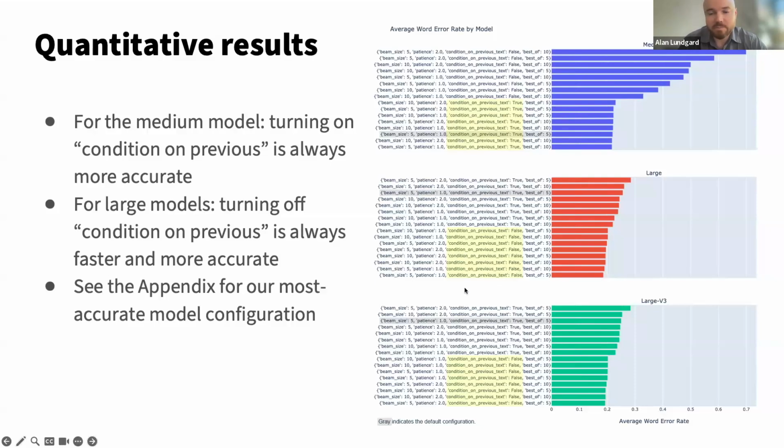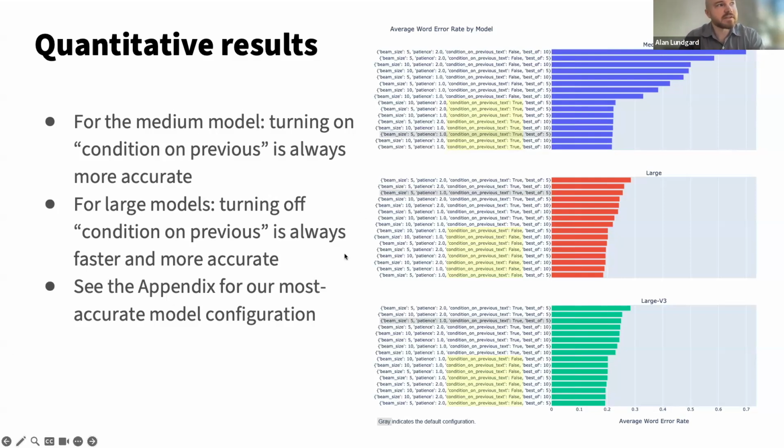We found that this parameter interacts with model size and accuracy in a consistent fashion. So specifically for the medium model, setting condition on previous text to true, which is the default, is always more accurate on our test data, whereas for the larger models, setting this parameter to false is always faster and more accurate. So the implications of this could be if you have GPU resources to run the larger models, you should think about flipping this switch off to get an accuracy boost. If perhaps you only have resources to run the medium models, then you should leave the default settings as is.